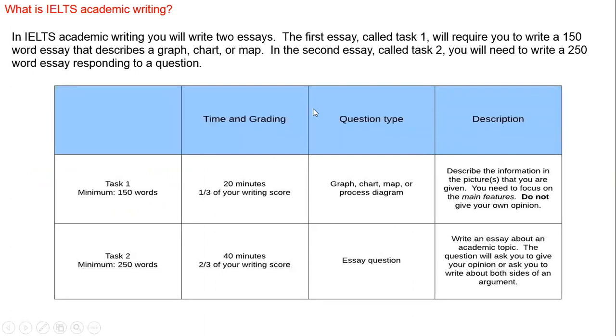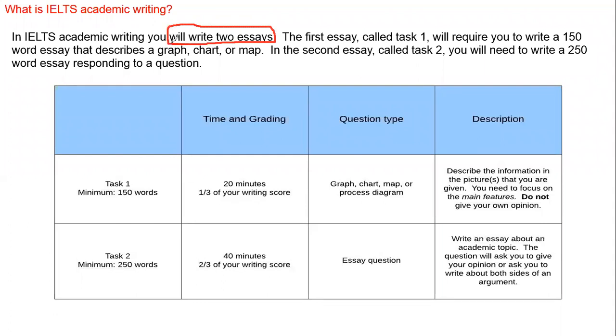In the IELTS writing module, you will be given two tasks to complete. How many tasks will you have? There will be two tasks for you. One we call IELTS writing task 1, and the second one is called IELTS writing task 2. So there will be two tasks, two essays, we can say.